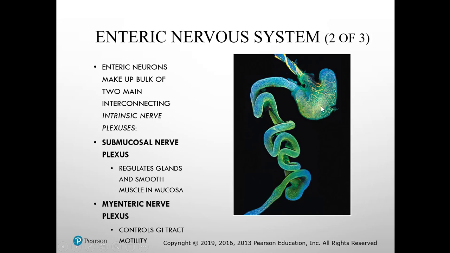So take a look at this picture here. This picture pretty much shows you a contrast picture showing the enteric distribution of neurons in the digestive tract, from your esophagus to the stomach, all the way to the very long small intestine. It's made up of two main interconnecting intrinsic nerve plexuses, the submucosal nerve plexus and the myenteric nerve plexus.